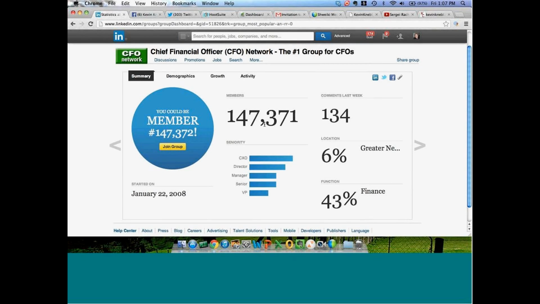So I can see that there are 147,371 members. Holy cow, that's a huge group. I can see that there were 134 comments last week on discussion threads, and I'll show you the discussion threads in a moment. I see that 6% are in the greater New York area, 43% of the people in this group are in a finance function, which makes sense. It's a CFO network. I can see that 32,051 people are at a CXO level, 26,000 at a director level. So this page right here is giving me some background info.